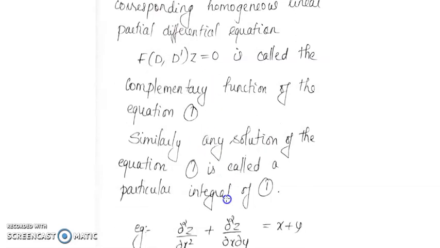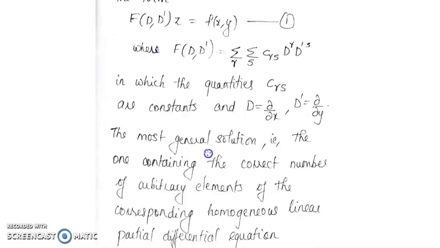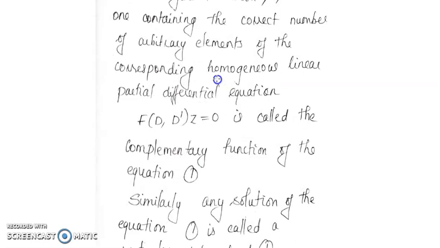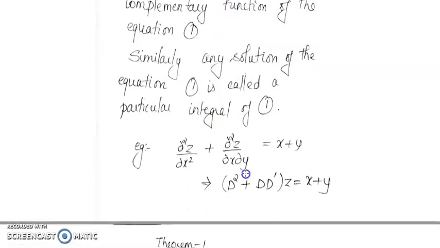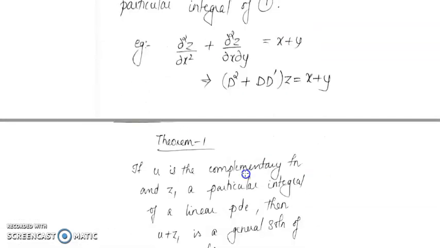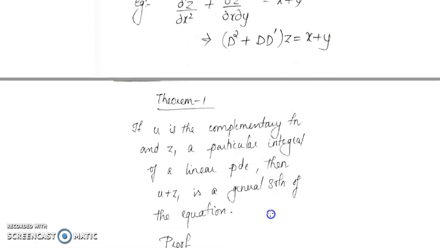And again any solution of your equation 1, that is, finding any one solution of this equation, that is called the particular integral. So the general solution is going to be complementary function plus particular integral. So we look at a few basic theorems, the theorems related to what we just said. These theorems you have seen in ODE and the proof is again the same.